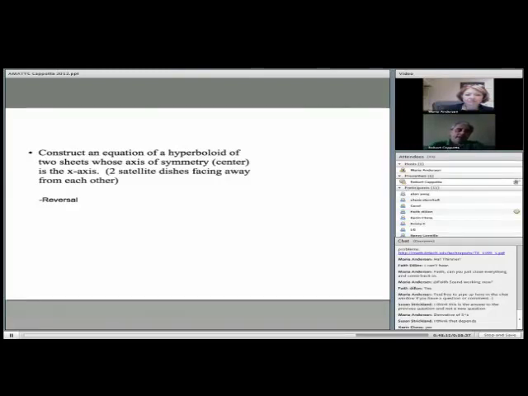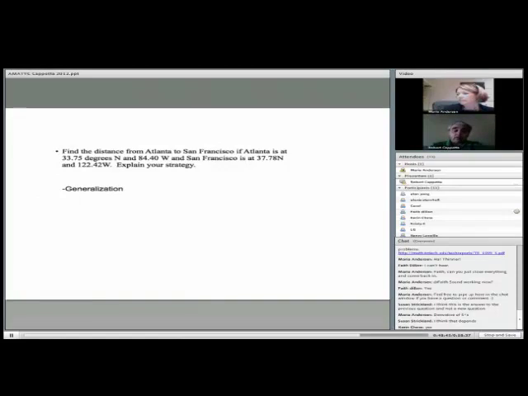I cannot tell a lie. I am not good at drawing three-dimensional figures. And one way I've gotten around that is, rather than drawing them or asking the students to draw them, I like them to construct equations of a certain type. So when I'm teaching the quadratic surfaces, I'll ask a question like this. I'll say, construct an equation of a hyperboloid of two sheets whose axis of symmetry is the x-axis. And then I tell them it looks like two satellite dishes facing away from each other. They need to think about the traces. They need to put all those together to come up with an equation that satisfies those.